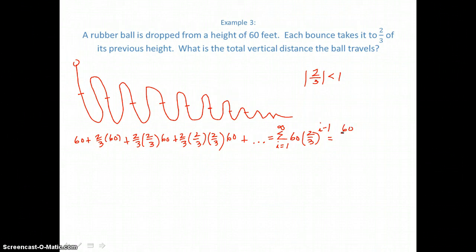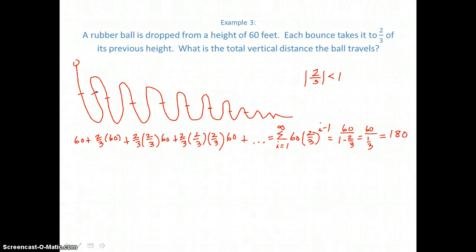It's the first term over 1 minus that common ratio. So it's 60 over 3/3 take away 2/3, 1/3. And inverting and multiplying, we have 3 times 60, or a total distance that this ball fell of 180 feet.